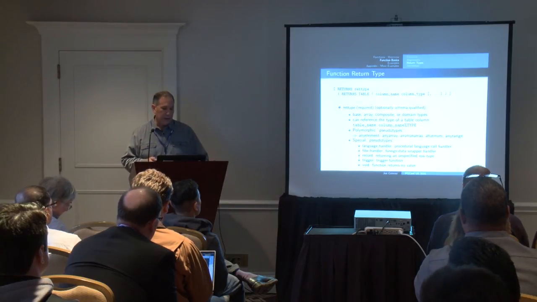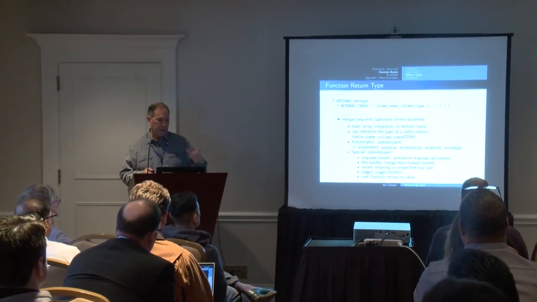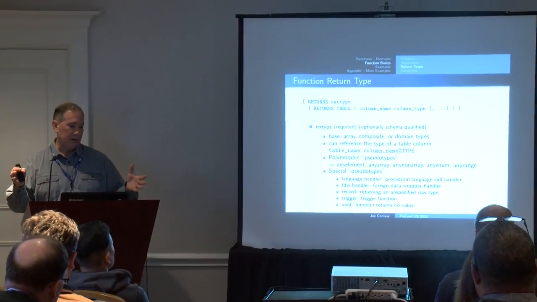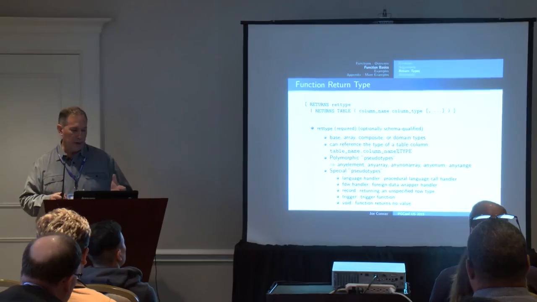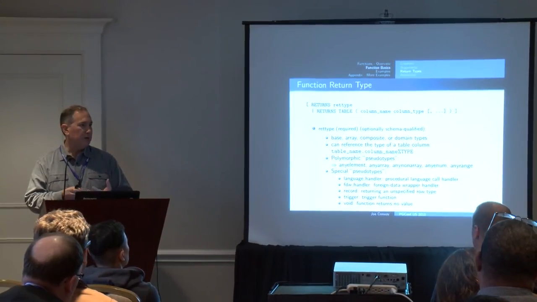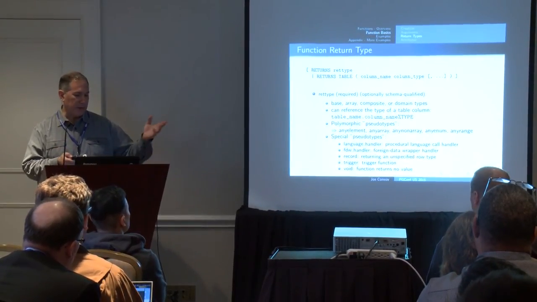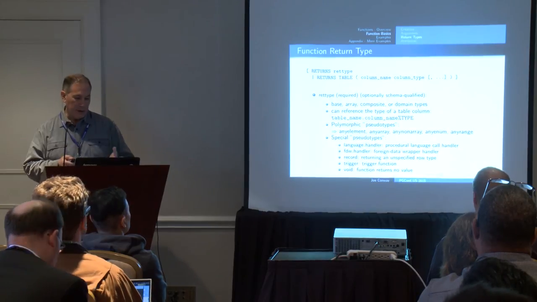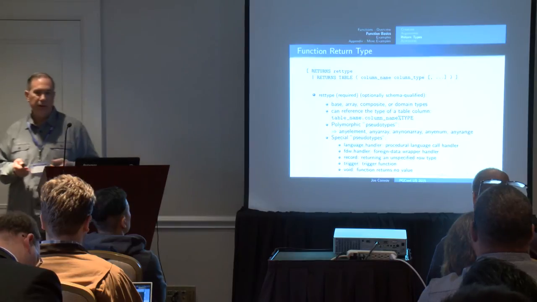Okay, in terms of return types, you can say returns a particular type, or you can say returns table and provide a column definition list. So if you're using the return type method, again, you can have base scalar types, you can have composite types, domain types, you can specify the type of a column using the same syntax as you did for arguments, you can have these polymorphic types, and you can also have these special pseudotypes.